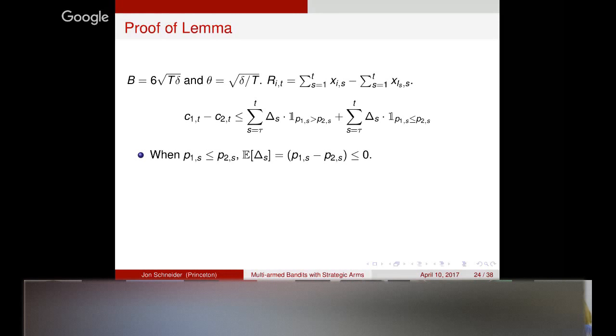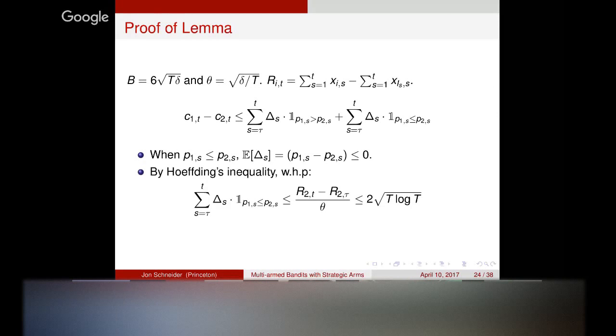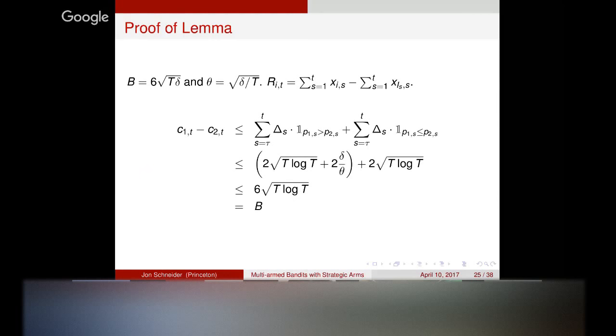All right, and we can also similarly bound the second sum even easier, because when the probability of picking arm 1 is less than the probability of picking arm 2, the expected value of this delta S is just p1S minus p2S, and it's at most 0. So basically, this sum can't grow too large. By Hoeffding's, with high probability, it's at most 2 root t log t. And you can sum up the different parts. With high probability, C1T minus C2T is at most 6 root t log t, which is what we chose for P of T. And it's little o of T.